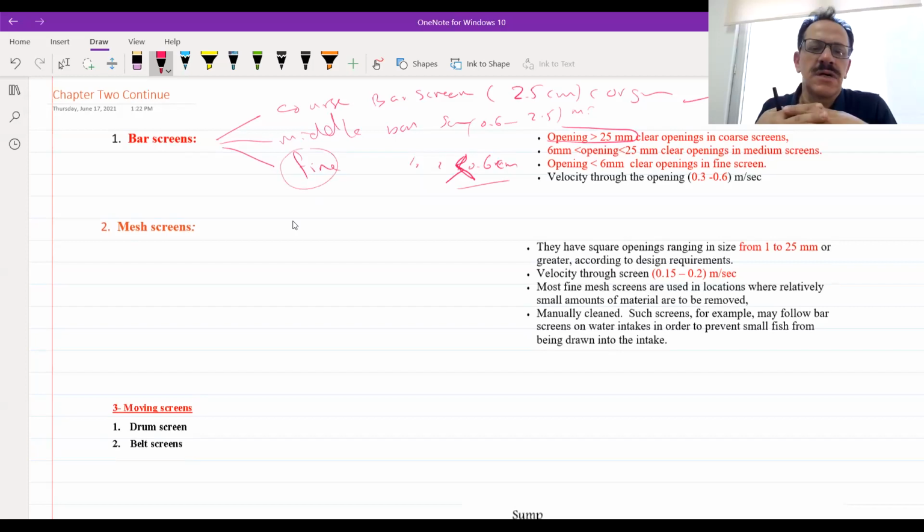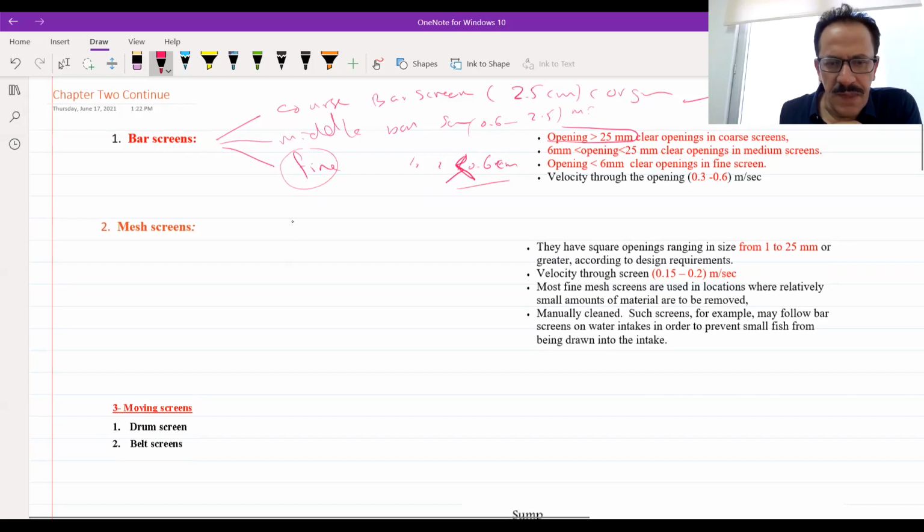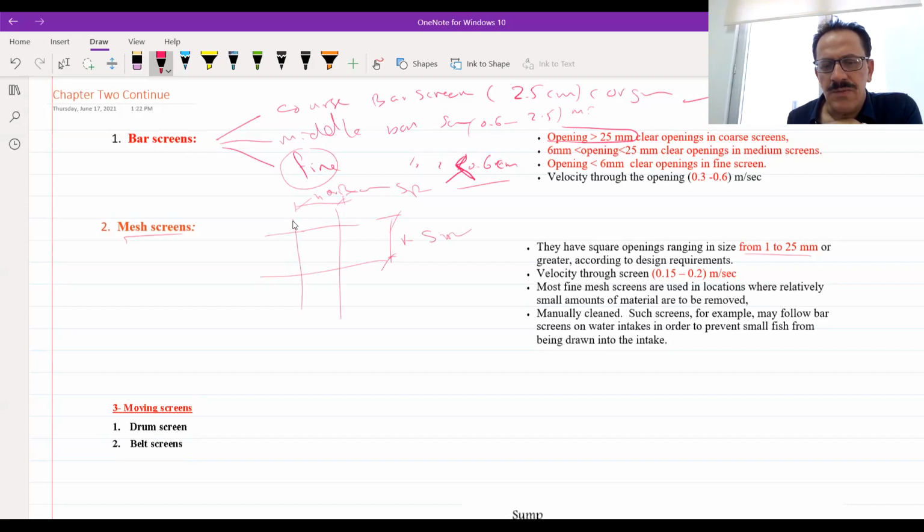So the fine bar screen has spacing between the bars of less than 0.6 centimeters. Now, what is the mesh screen? The mesh screens have two types of space, horizontal space and vertical space. Usually this is a square, and the opening is between a bar and another bar. They are the same, and they vary from 1 to 2.5 centimeters.